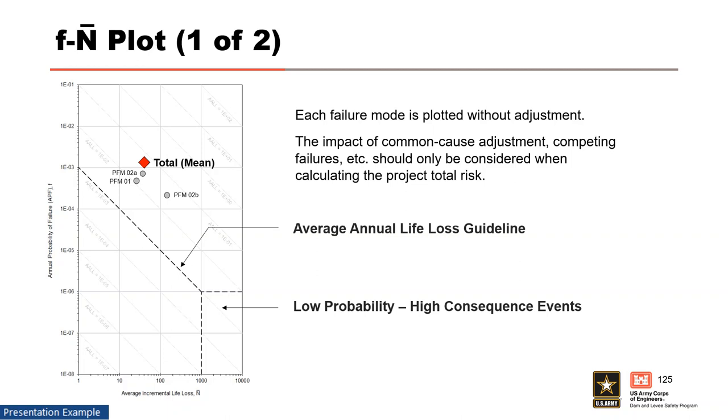On this plot, we will plot the risk of each potential failure mode without adjustment, and then the total project risk. The reason we adjust failure modes is to avoid errors such as double counting when we combine them, so the adjustment only impacts the total project risk. In this example, the highest risk failure mode is PFM2B, even though it has the lowest APF of the plotted failure modes. The risk is represented by the diagonal lines, as it is the combination of both probability and consequences.